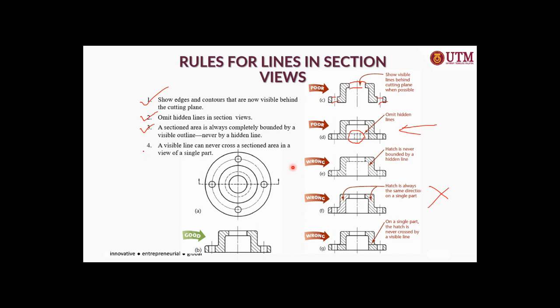Okay, and the last rule is that the visible line can never cross the sectional area. So you cannot let the hatching pass through a visible line. So this is not possible. Things like this are wrong. So you cannot have cutting through a solid line. So the best drawing is this one, what you see at the bottom here. No hidden line, center line is all right, and no visible line where the hatching passed through. And the hatch is all in the same direction.